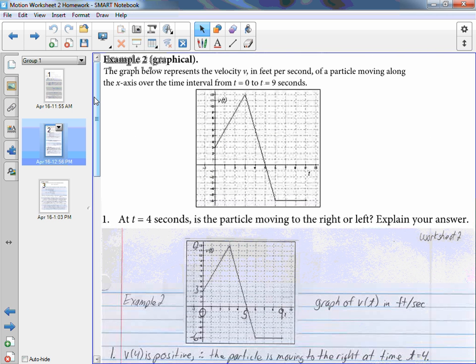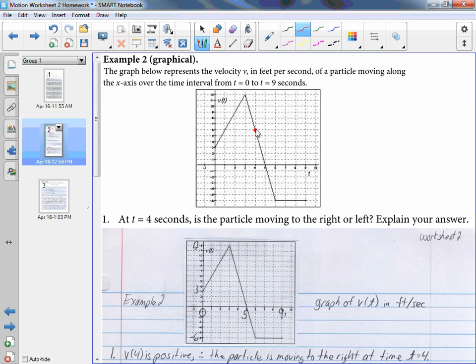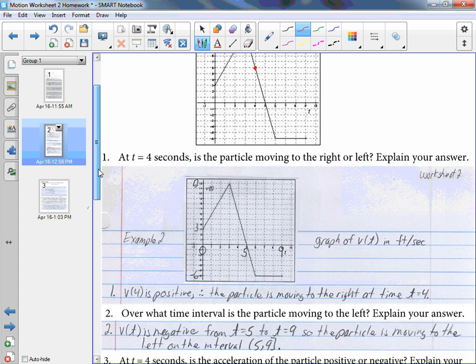The graph below represents the velocity v in feet per second of a particle moving along the x-axis over the time interval from 0 to 9 seconds. Number 1 wants to know, at t equals 4 seconds, is the particle moving to the left or to the right? Well, if the velocity is positive, right. If the velocity is negative, left. So at 4 seconds, there's the velocity. It's positive, so the particle must be moving to the right. We okay with number 1?